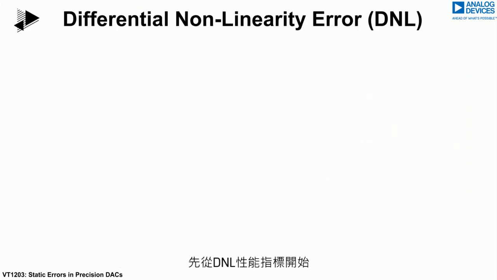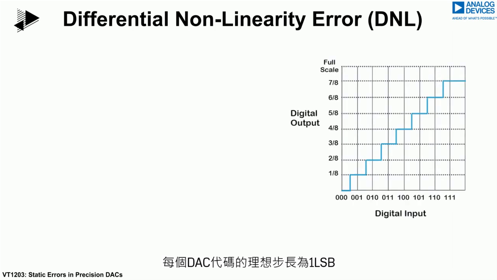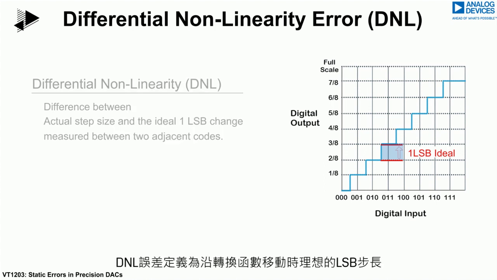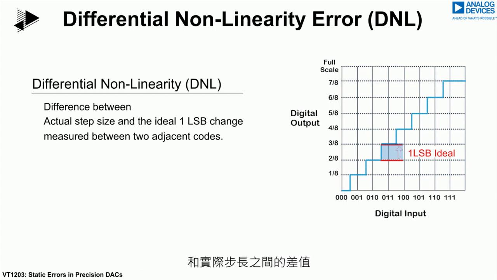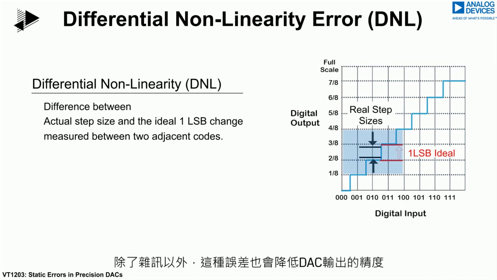Starting out with the DNL specification. The ideal step size for each DAC code is 1 LSB. The DNL error is defined as the difference between the ideal LSB step and the actual or real step as one moves along the DAC transfer function. DNL errors translate into step sizes which are larger or smaller than would be expected. In other words, larger or smaller than the ideal step size. This, in addition to the noise, reduces the accuracy of the DAC output.